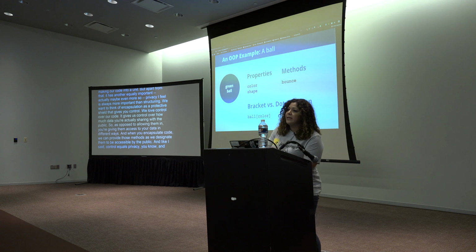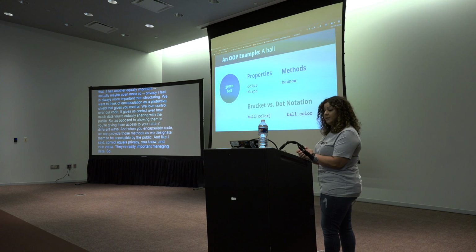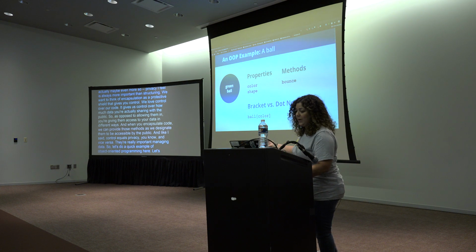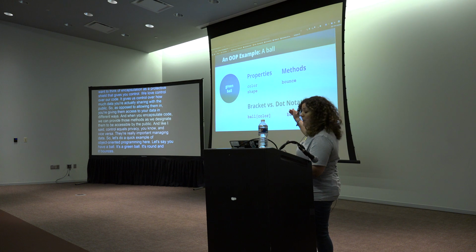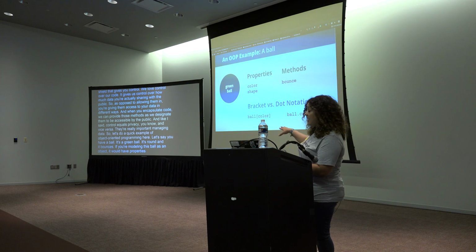So let's do a quick example of object-oriented programming here. Let's say you have a ball. It's a green ball. It's round and it bounces. Okay? If you were modeling this ball as an object, it would have properties, it would have methods, and it would have functions attached to it.